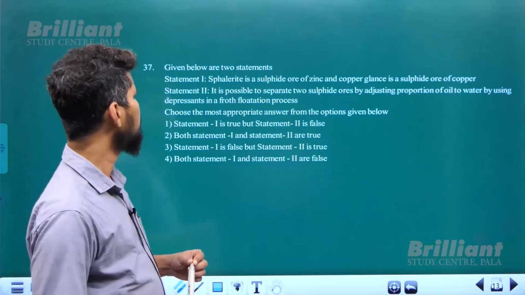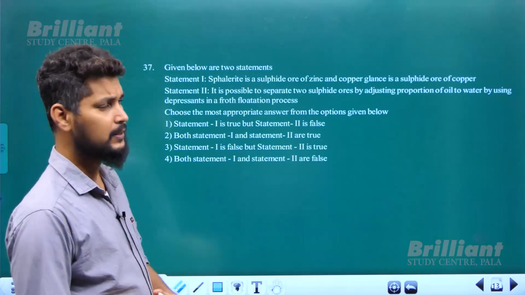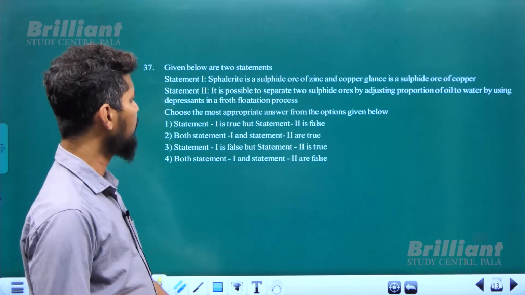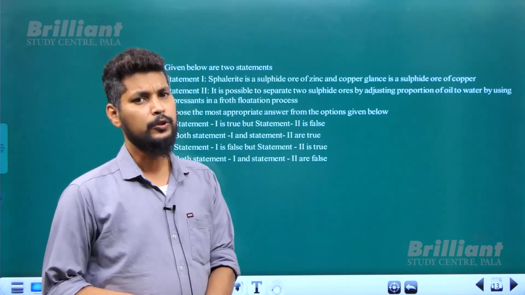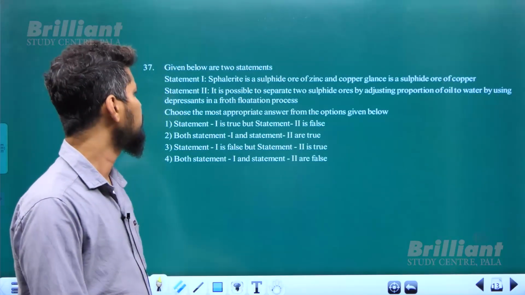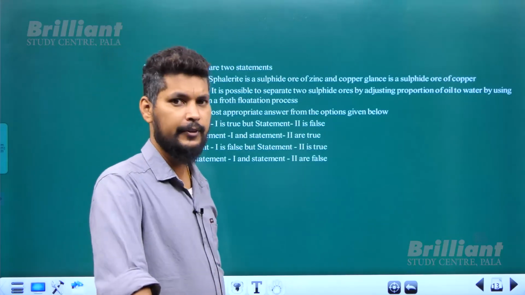Statement 1: sphalerite is basically zinc sulfide, a sulfide ore of zinc. Yeah, copper glance is a sulfide ore of copper. So that is a correct statement. Both sphalerite and copper glance are sulfide ores.